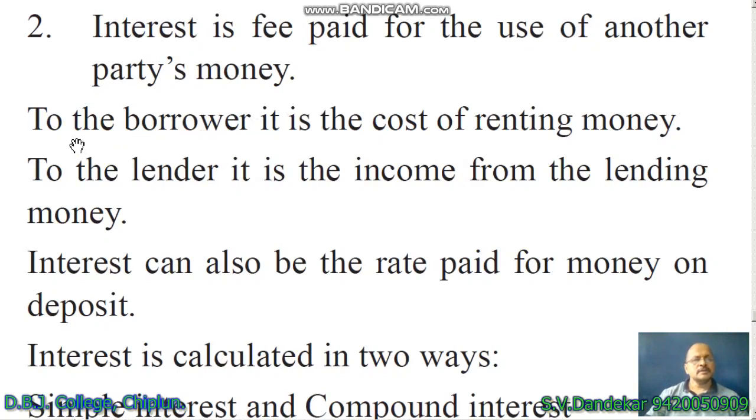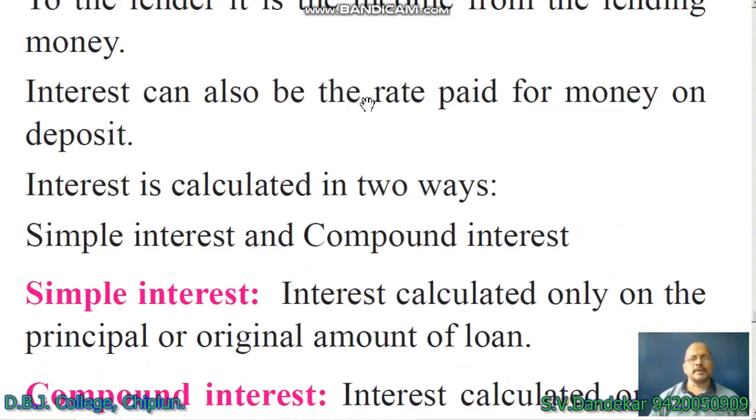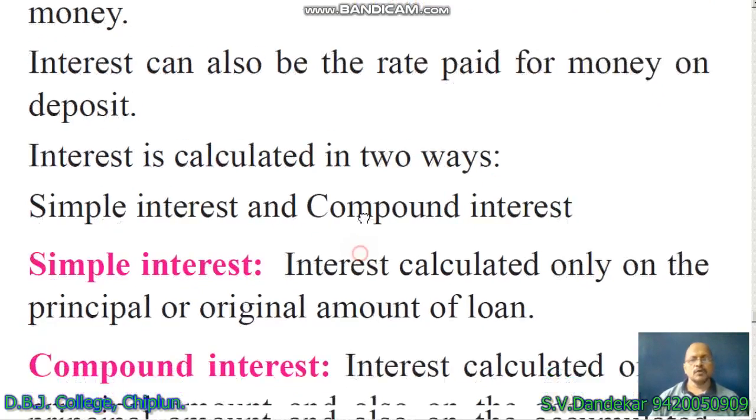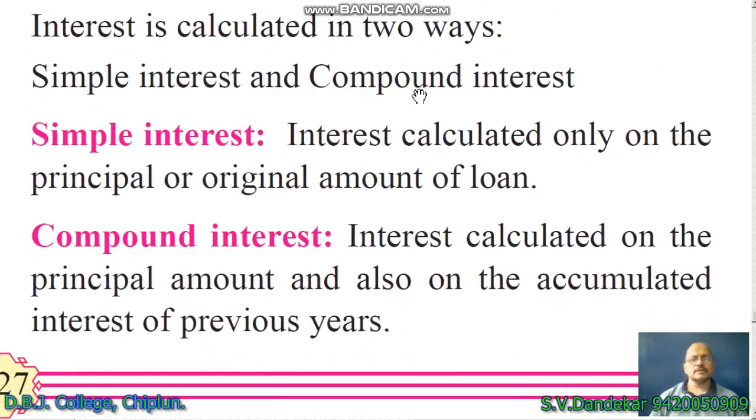I repeat, to the borrower, it is the cost of renting money, and to the lender, it is the income from lending money. Interest can also be the rate paid for money on deposit. Interest is calculated in two ways. Way number one, simple interest, and way number two, compound interest. You might have studied these topics in your schooling days.